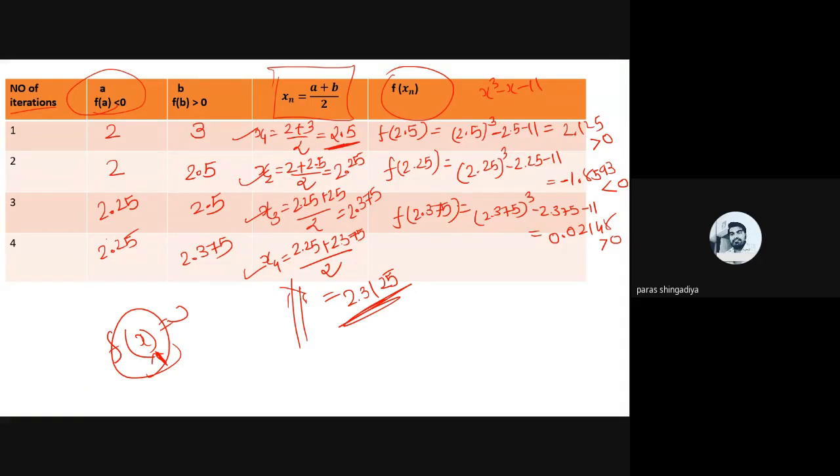Then at 2.375, we get the answer 0.2148, and we can consider it nearer to 0, because we get a 0.0-something value. And when we check f of 2.3125, we again get a closer answer, nearer to 0. Therefore we can consider that an approximate answer.